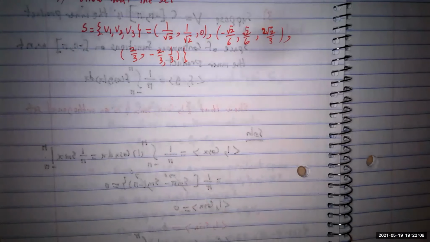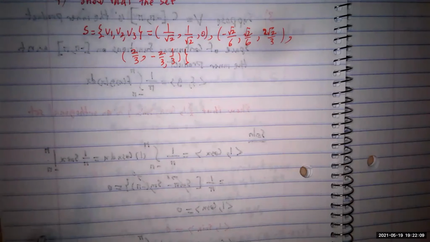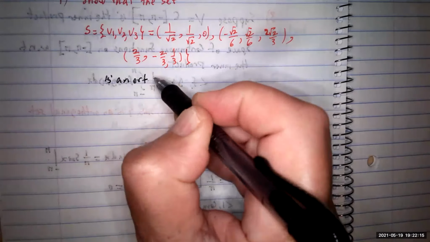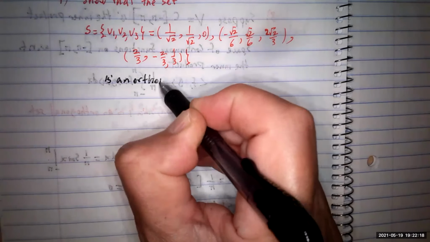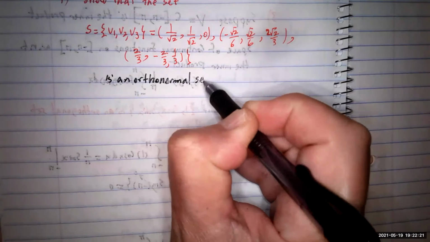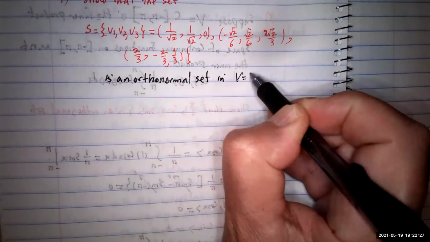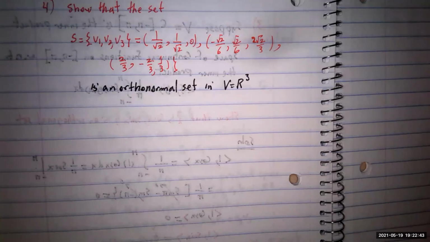We want to show that this set is an orthonormal basis. The basis is something we will talk about later. Orthonormal sets in V equal to R3: you know that in R3 the dimension is 3, so automatically this would be a basis. So we have to prove that they are orthonormal in R3 with the standard inner product, which means just the usual dot product that we have.